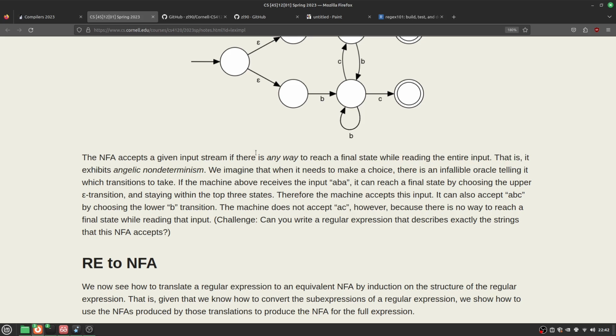The NFA accepts a given input stream if there is any way to reach a final state while reading the entire input. That is, it exhibits angelic non-determinism. We imagine that when it needs to make a choice, there is an infallible oracle telling it which transitions to take. If the machine above receives the input A, B, A, it can reach a final state by choosing the upper epsilon transition and staying within the top 3 states.